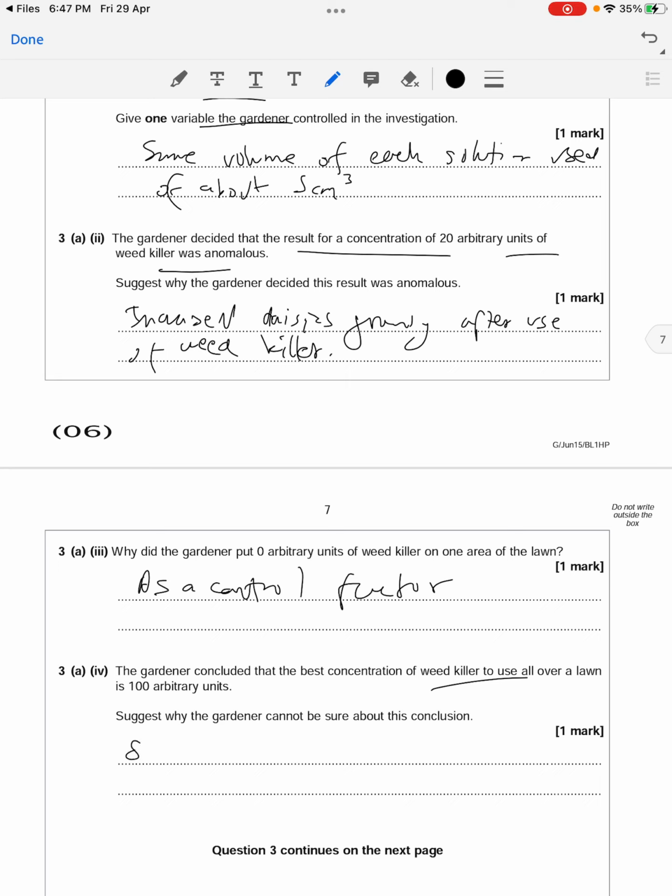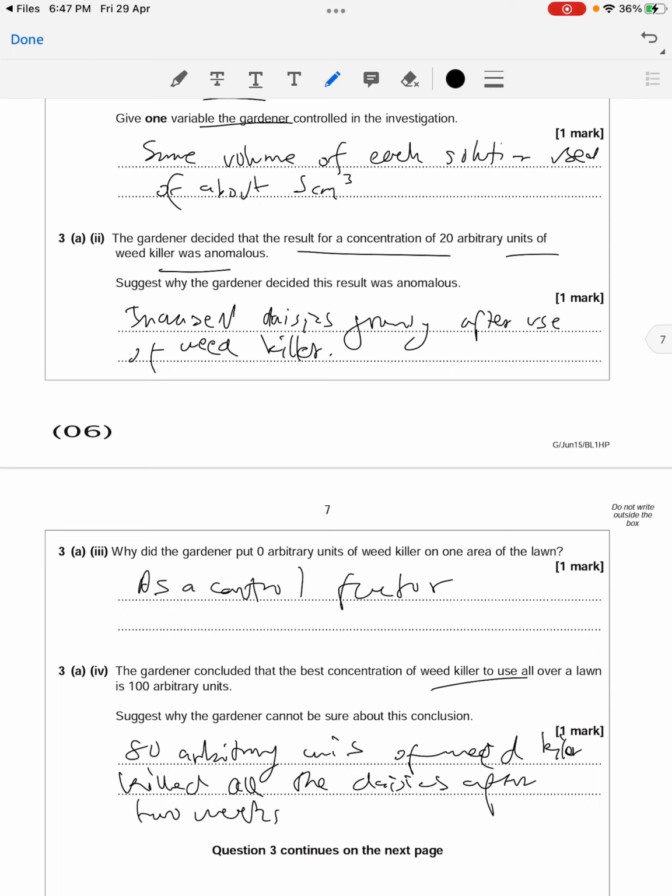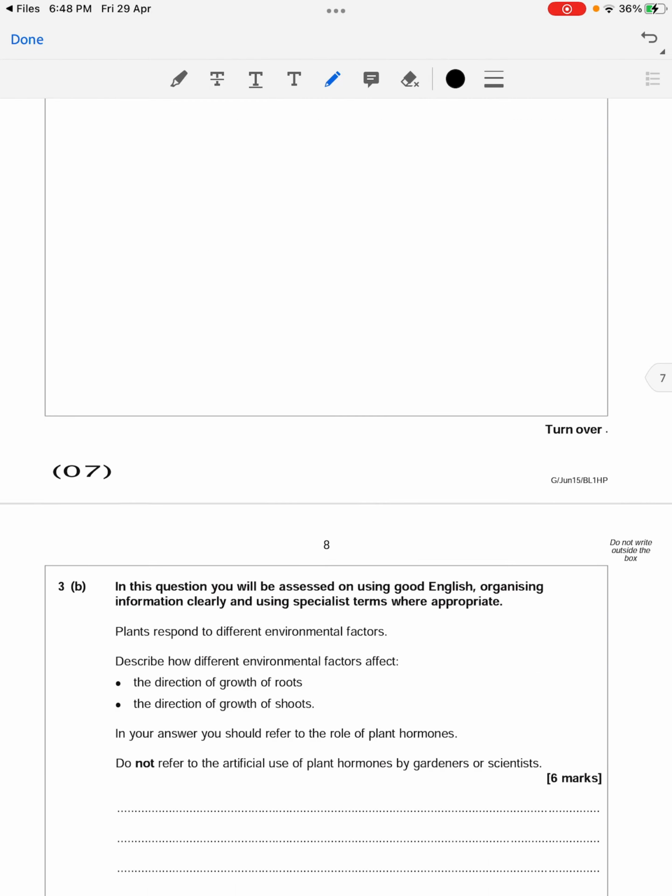So basically you have to mention that 80 arbitrary units of weed killer killed all the daisies after 2 weeks as well, the same as the concentration of 100 arbitrary units, right? All right. Okay, next one.